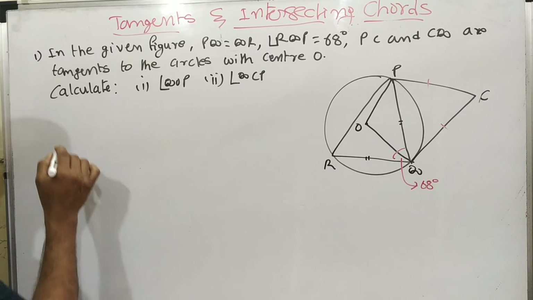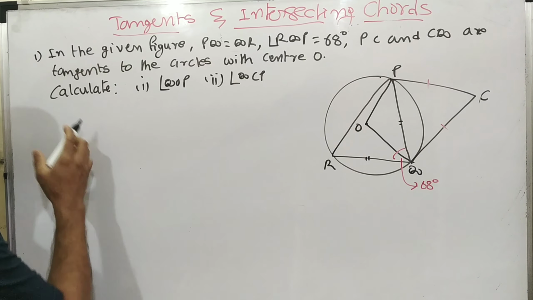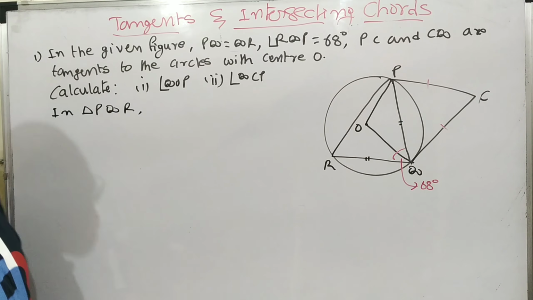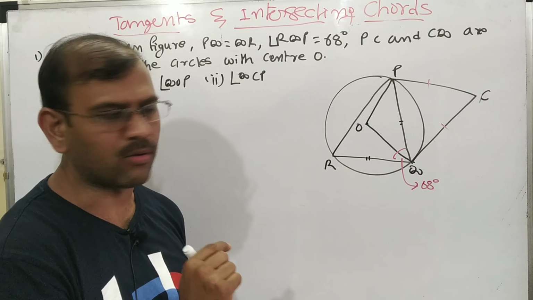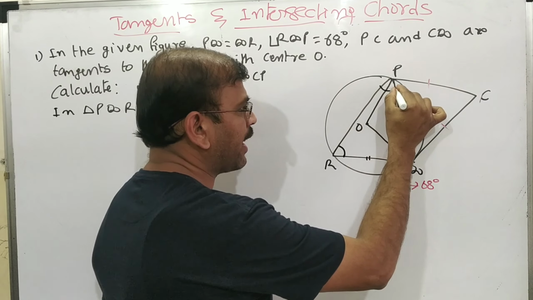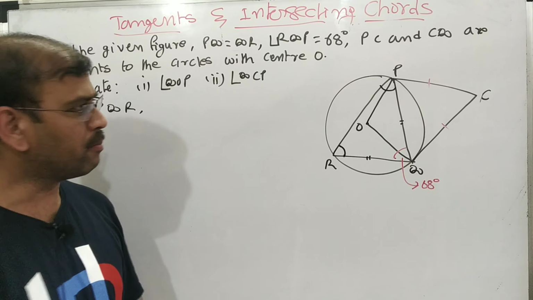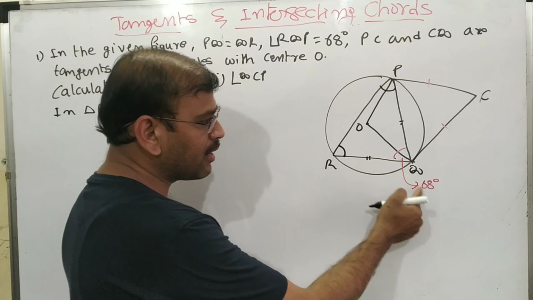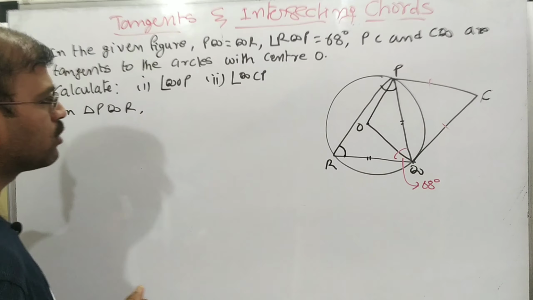So now what I am going to do, I will take the triangle PQR. Now look carefully. These two sides are equal. When these two sides are equal, opposite to them, the angle should be same, because PQR is an isosceles triangle. Now vertical angle is 68. Now we need to find both the base angles.